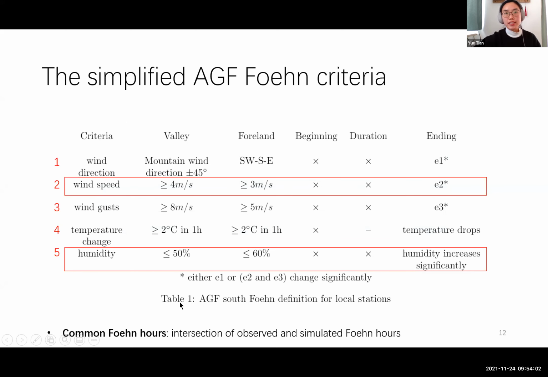And here is the detection method we're using. We mainly take wind speed and humidity as our measurements, and we apply these criteria to both simulations and observations. And as you know, the model has bias, so we get different foehn hours from simulation and observation. Therefore, you will see these common foehn hours, where we took the intersection of the observed and simulated foehn hours.